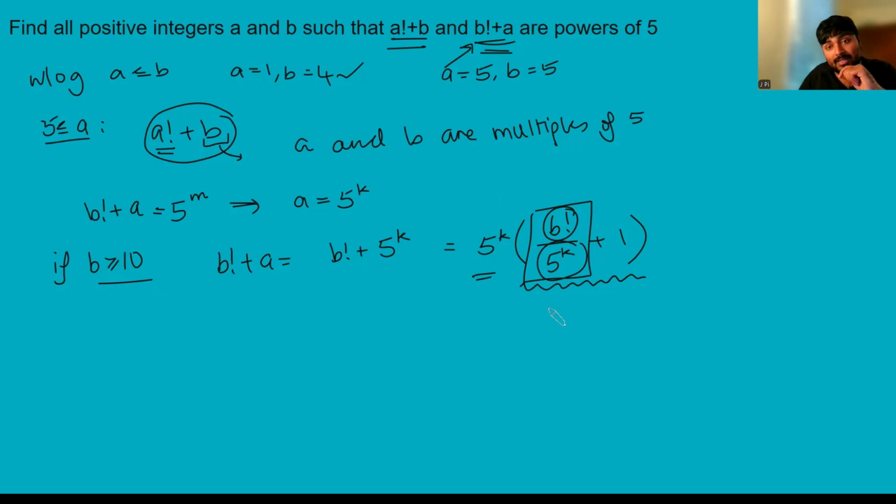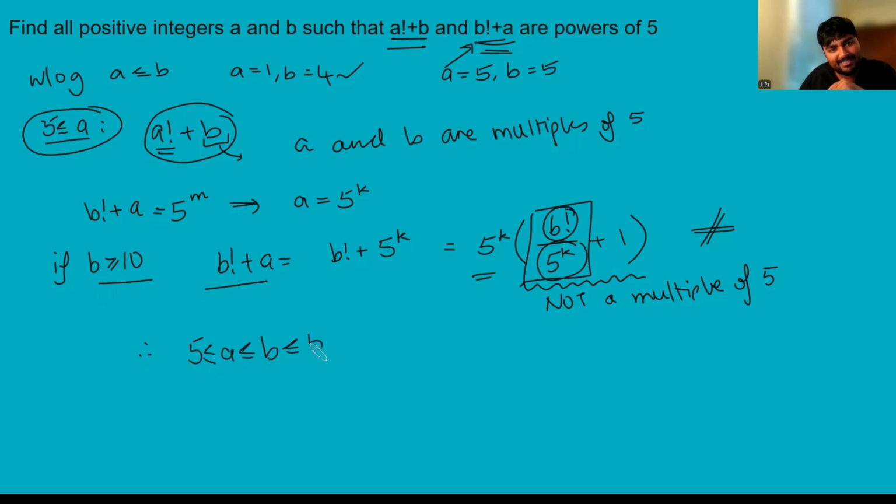And if I add 1 to it, that's not a multiple of 5. And this is a big contradiction because this number is b factorial plus a, which has to be a multiple of 5. So that can't occur. So that tells us b can't be at least 10. But b has to be a multiple of 5. And so therefore, since a is also at least 5, we get this. And that just means a equals b equals 5, which we already verified was a solution.